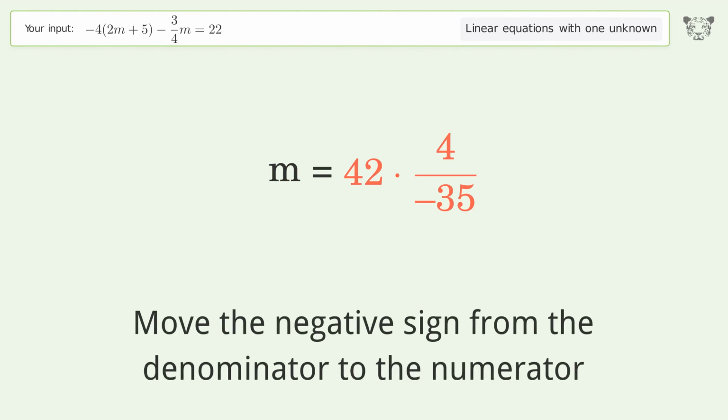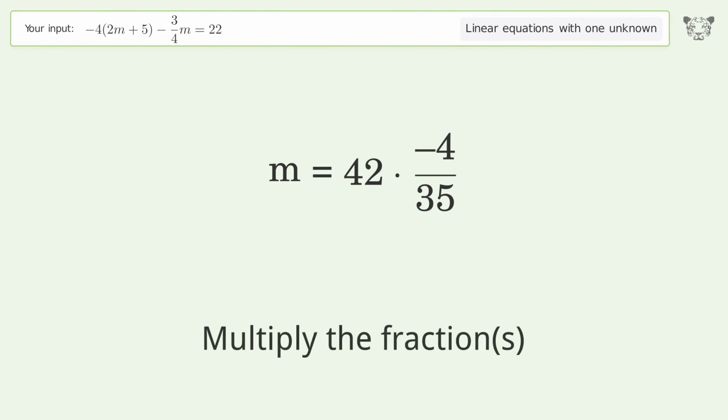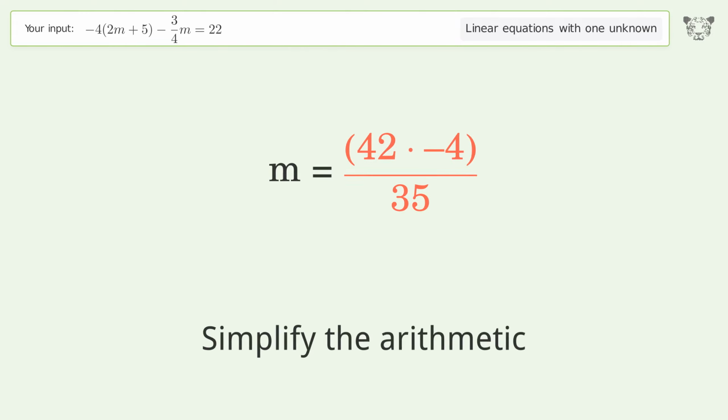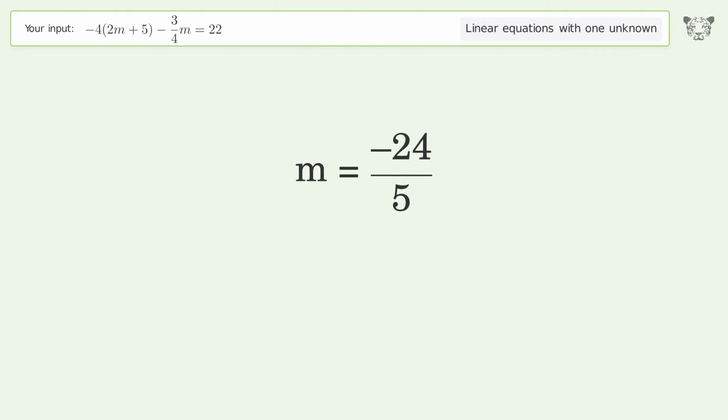Move the negative sign from the denominator to the numerator. Multiply the fractions. Simplify the arithmetic. And so the final result is m equals -24/5.